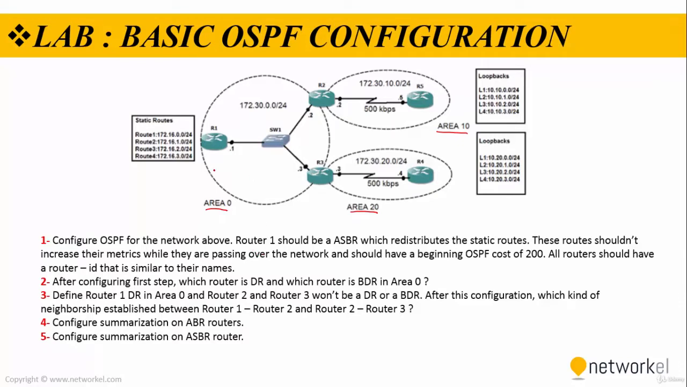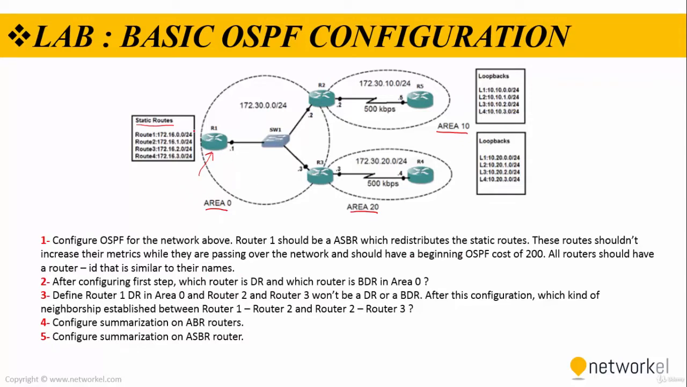Router 1 should be an ASBR. This guy should be an ASBR which redistributes the static routes. Okay, these are the static routes. This is an external routing domain, and these routes should not increase their metrics while they are passing over the network, and should have a beginning OSPF cost of 200. All right. And all routers should have a router ID that is similar to their names.